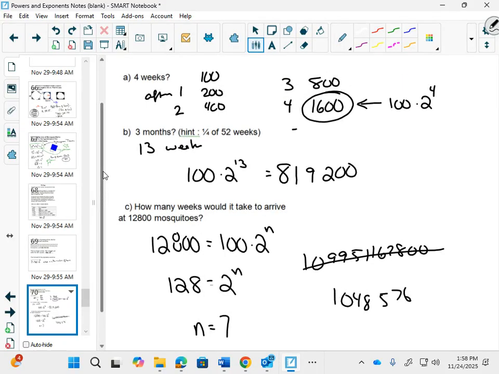If you would have kept doubling, look, 5 would be 3,200, 6 would be 6,400, 7 is 12,800. So both methods would work for figuring this out. And with that, we turn. We're on our last page of our notes.